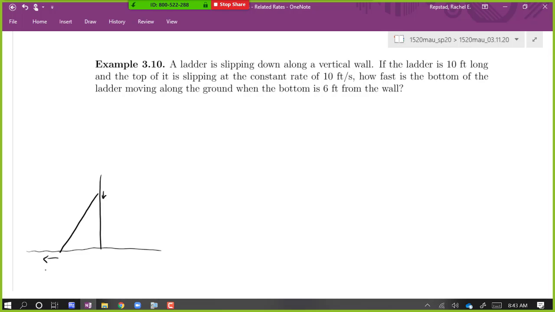They tell us that the ladder is 10 feet long, and that's a fixed quantity. The top is slipping at a constant rate of 10 feet per second. And we want to know how fast is the bottom of the ladder moving along the ground when the bottom is 6 feet from the wall. So we want to find however many feet per second it's moving outward.